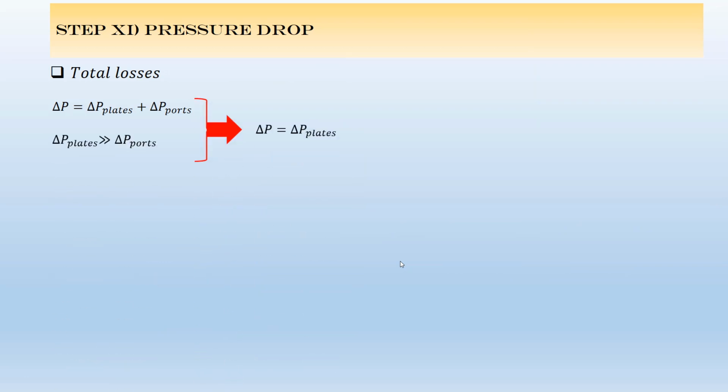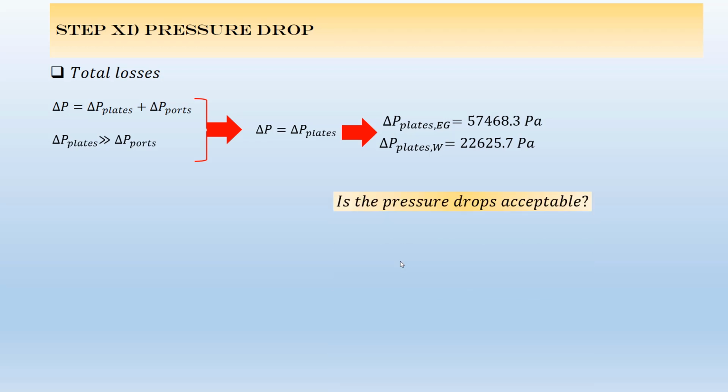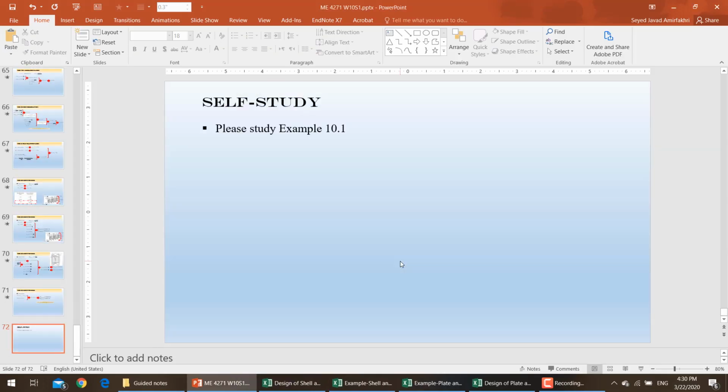So from here, you can actually use the major losses. You can report the major losses for both ethylene glycol and water, and then another green light. The delta P is less than 70 kilopascal, and this is acceptable. Please study example 10.1 before I finish this part, guys.